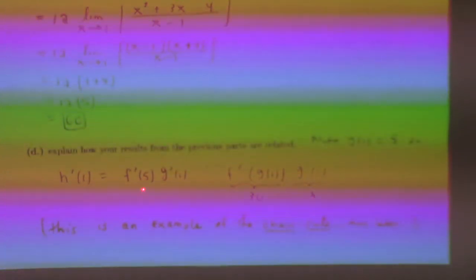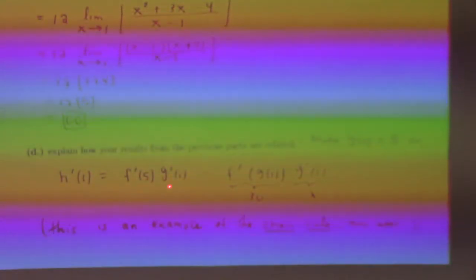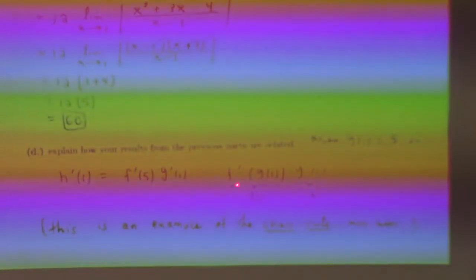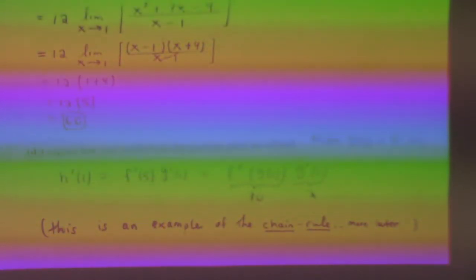But this is the interpretation that I was ideally wanting you to find: that h prime of 1 is f prime of 5 times g prime of 1, because this was 2, and this was 30. And that's because f prime of 5 is actually f prime of g of 1. g of 1 is 5, so f prime of 5 is f prime of g of 1. And then this is g prime of 1. This is a specific instance of what's called the chain rule, which we will prove in more generality after test 1.